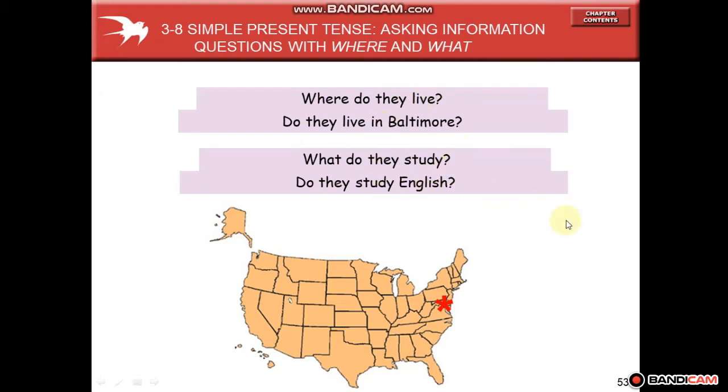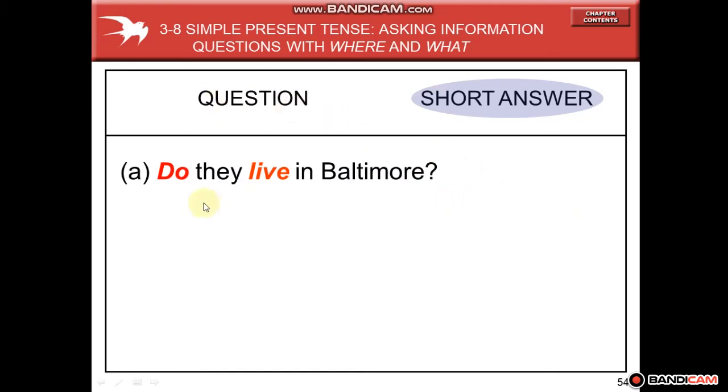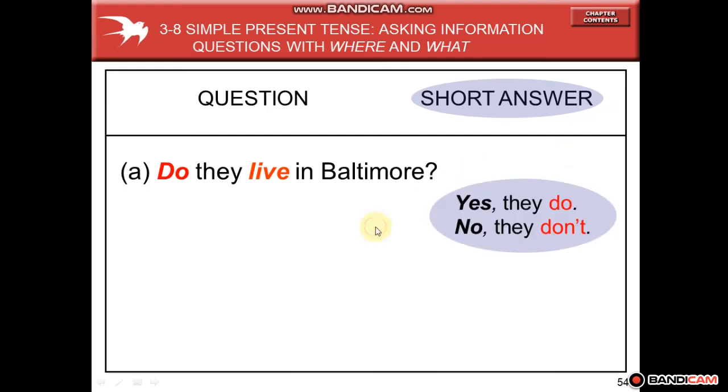Now these are situations. So the question is, do they live in Baltimore? What could be the short answer? Yes or no? Yes, they do. No, they don't. So they are correct, grammatically correct. You could say, yes, they live in Baltimore. But mostly in spoken case, there is no need for that, because the verb has already been given in the question.